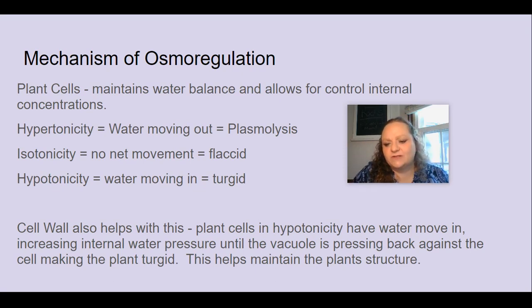Cell walls actually also help with this osmoregulation. Essentially, plant cells kind of live in a state of hypotonicity. That is where they are happiest. Water moves in, it increases that internal water pressure until the vacuole inside that plant cell has grown, hypo, to the point that it's pushing back against the cell wall. This makes the plant turgid and it helps maintain the plant structure as well as all of the other things that water is required for, these concentrations are required for.